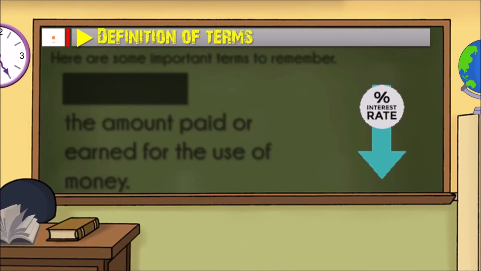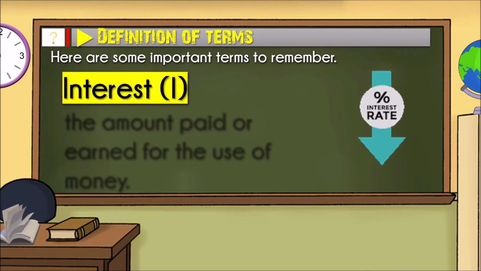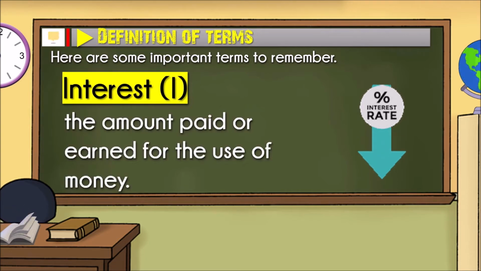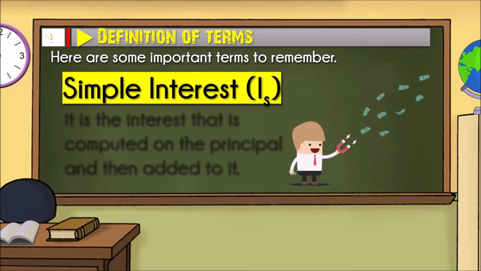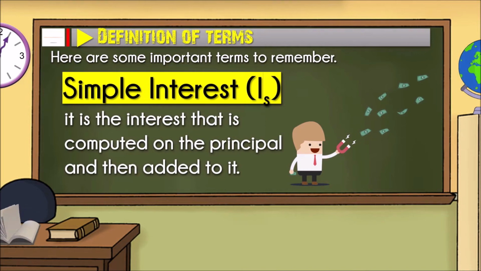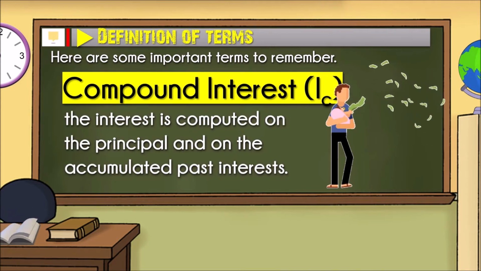Definition of terms. Here are some important terms to remember. Interest, the amount paid or earned for the use of money. Simple interest, I subscript S, is the interest that is computed on the principal and then added to it. Compound interest, I subscript C, the interest is computed on the principal and on the accumulated past interest.